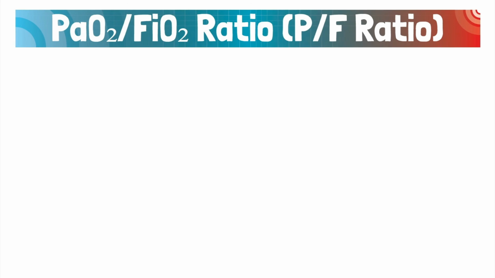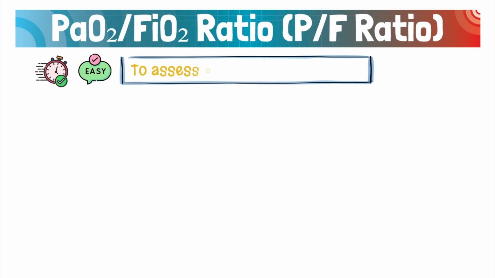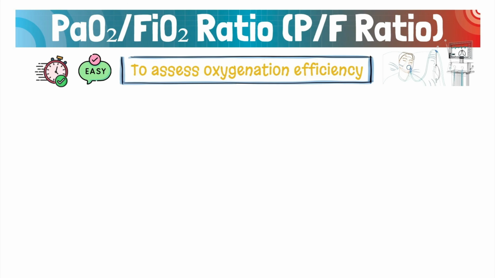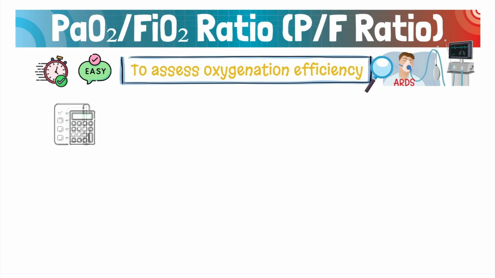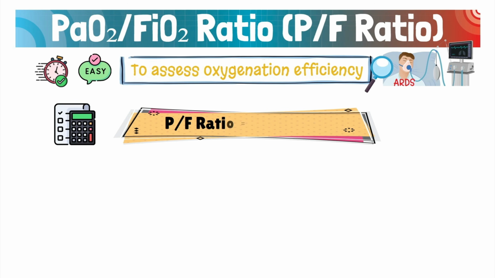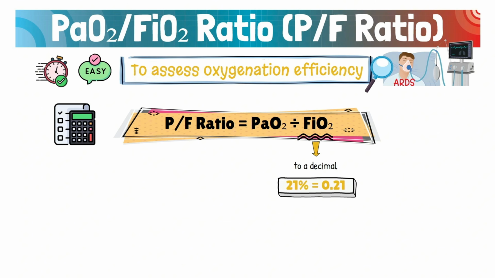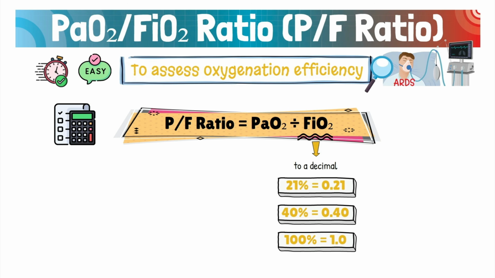PaO₂ to FiO₂ ratio. The PaO₂ to FiO₂ ratio, or PF ratio, is a quick and easy way to assess oxygenation efficiency, particularly in critically ill or mechanically ventilated patients. It is most often used in the diagnosis of acute respiratory distress syndrome. To calculate the PF ratio, simply divide the PaO₂ by the FiO₂. But you must remember to convert the FiO₂ from a percentage to a decimal. For example, 21% becomes 0.21, 40% becomes 0.40, and 100% becomes 1.0.